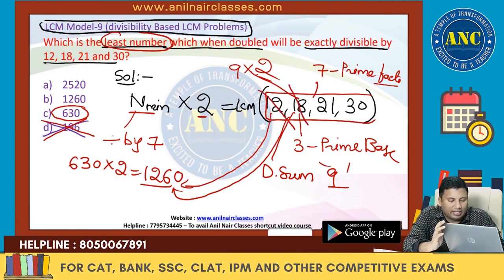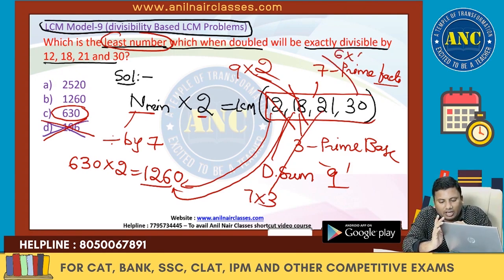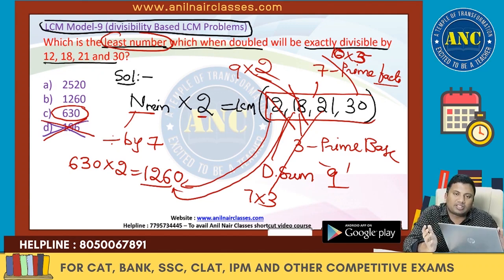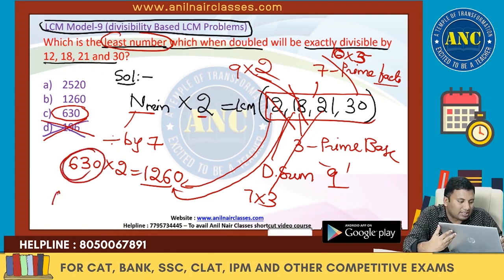12 over, 18 over. 21 is 7 into 3. 7 we have already seen. 3 means sum of the digits should be divisible by 3. 30 is 6 into 5 or 10 into 3. 10 means unit digit is 0. 3 means sum of the digits is divisible by 3. So which number should be doubled? Answer is 630.